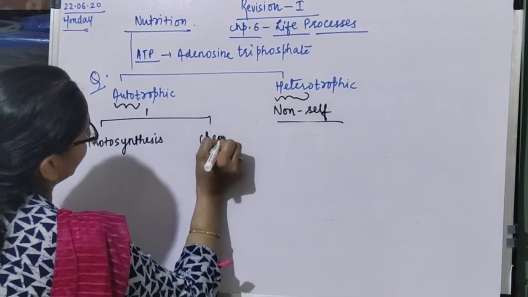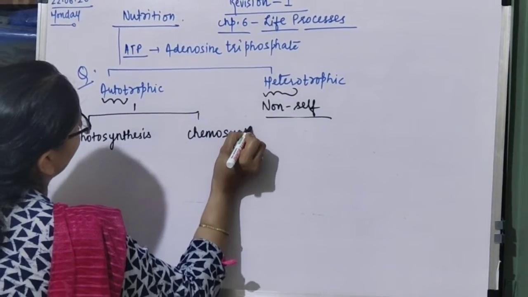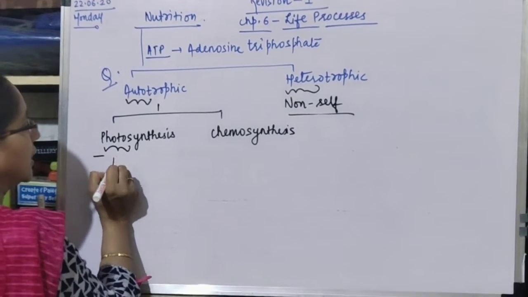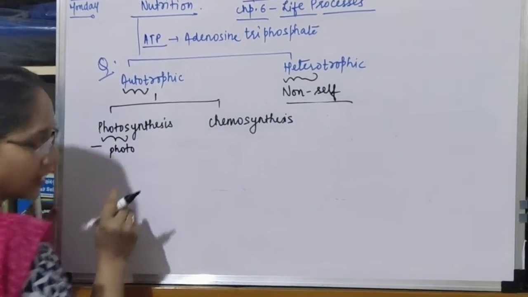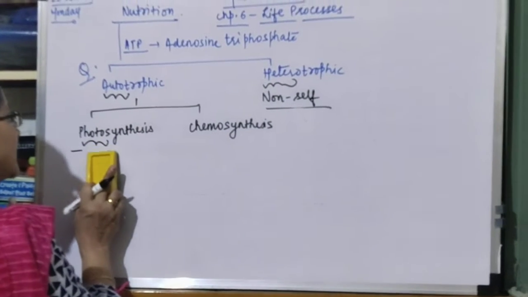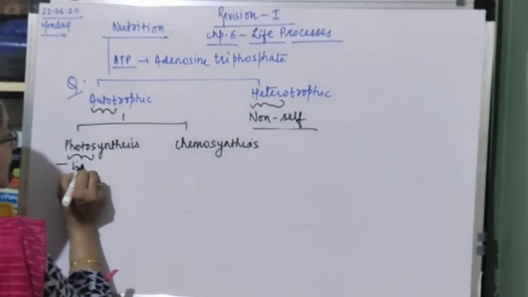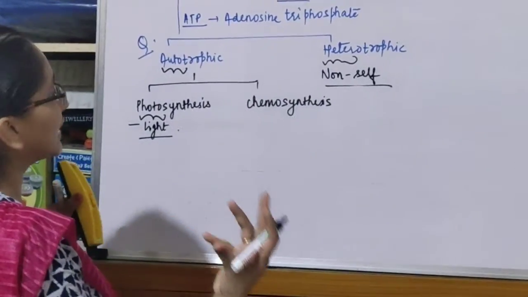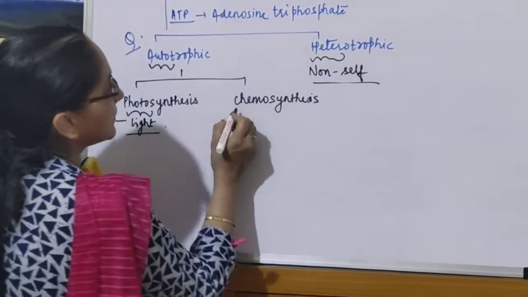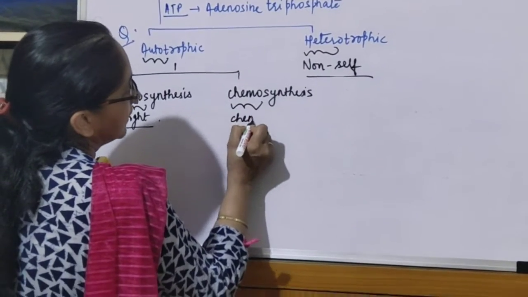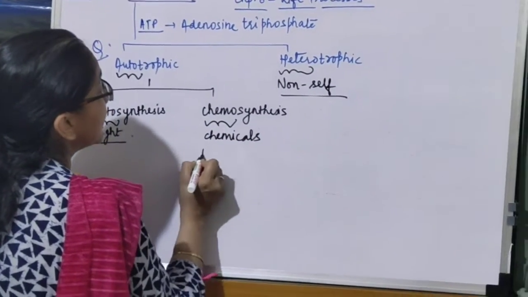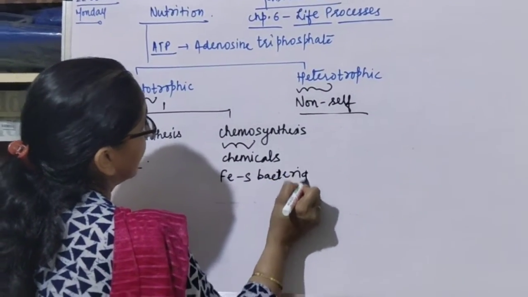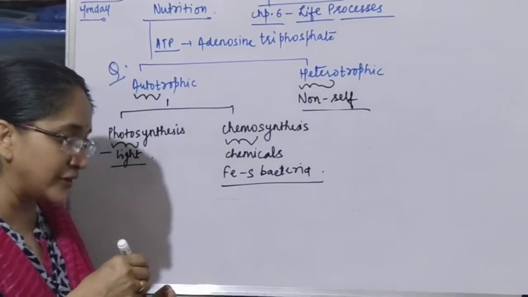Now when we talk about photosynthesis, it means the manufacture of food. Here in photosynthesis, photo means light, and synthesis means to prepare. So what I want to say is that it is a process in which the food is prepared by utilizing light energy, which gets converted into chemical energy. And chemo means they are going to utilize chemicals. The example is iron sulfur bacteria. This bacteria will utilize these chemicals and prepare its own food.